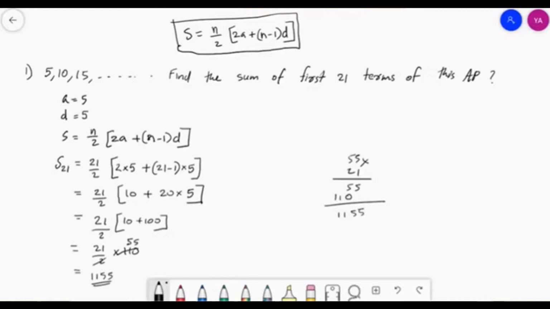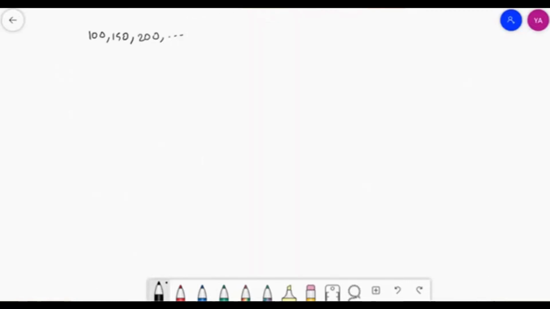One simple question done, here is another simple question. An arithmetic progression is given, and you want to find the sum of the first 31 terms. So here a, the first term, is 100 and d, the common difference, is 50. The formula for the sum of the first n terms is S_n equals n by 2 into (2a plus (n minus 1) times d).